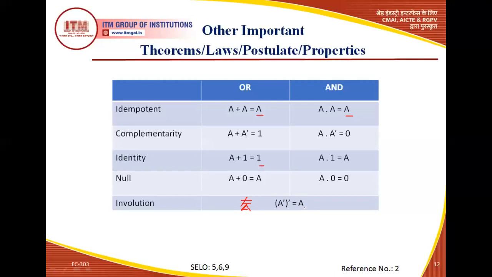That means 0 dash 0 0 dash double dash, so it will give the 0. Okay, that is the involution property. So these are some important properties which you should remember during the minimization of the Boolean function.